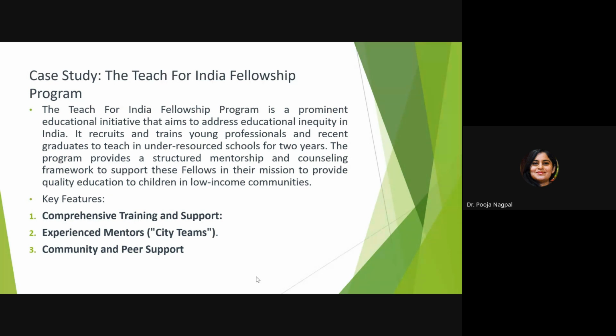Okay, so what were the key features for the same? Comprehensive training and support, experienced mentors, that means city teams. Okay, that was on a huge level, we can say. It was a structured mentorship and also a long commitment. So community and peer support. You can say mentors were a city team and peer support was there, who were already trained, training the rest, the younger ones.